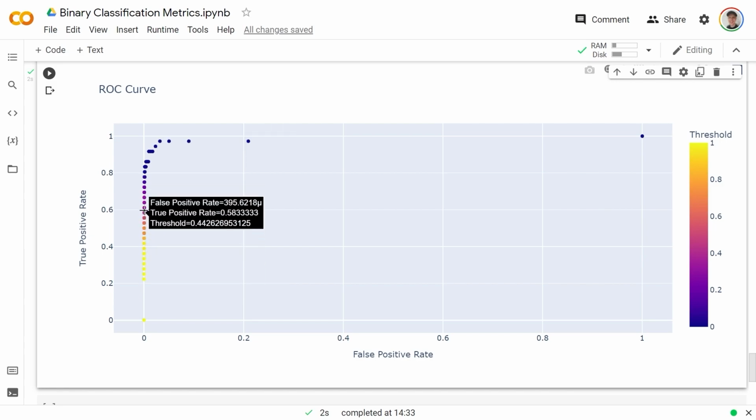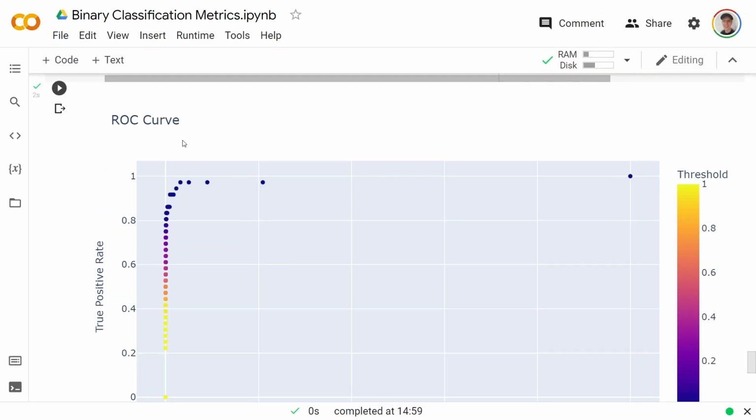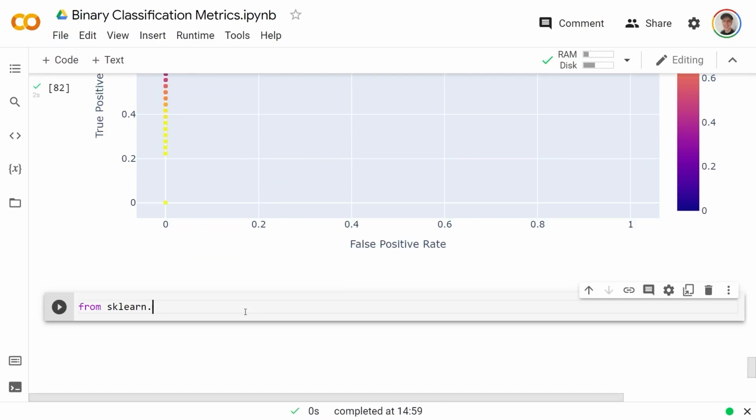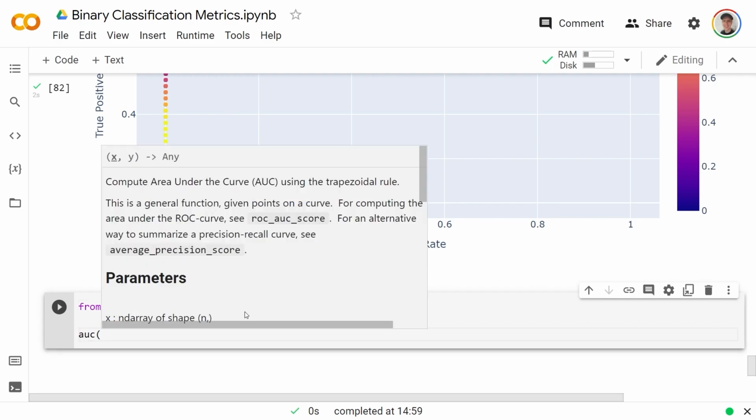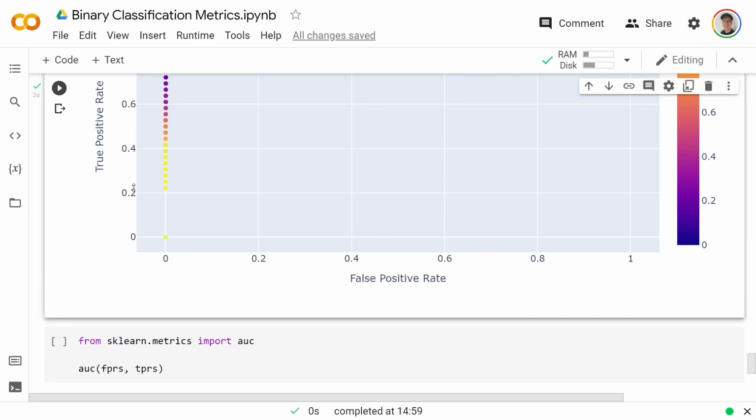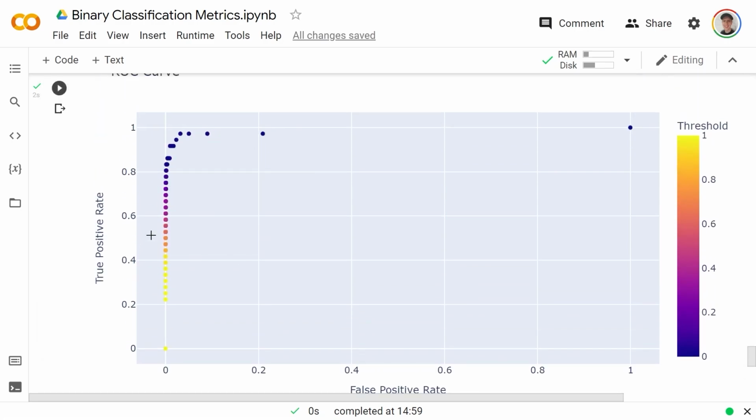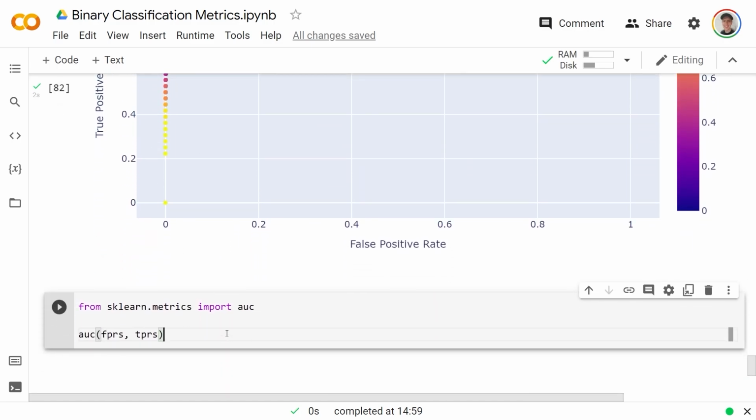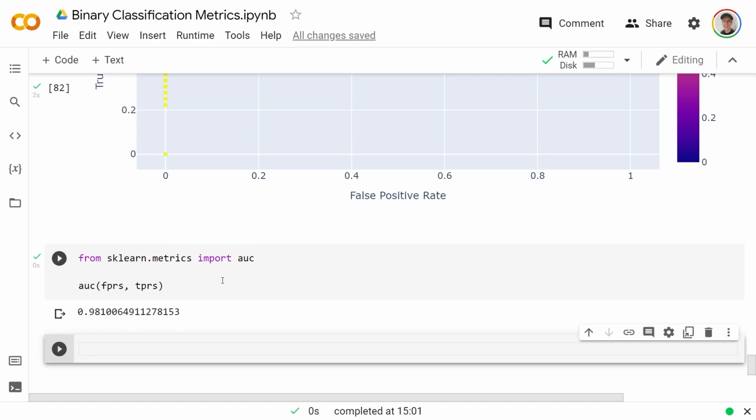This is what shows the metric itself, and the curve is always going to look something like this. Now this graph by itself isn't really a metric. We can turn it into a metric very easily. From sklearn.metrics, we will import auc, and we will do the AUC of the false positive rates and the true positive rates, the x-axis and the y-axis. If we take the area under the curve of this graph, it's going to be between 0 and 1, like all of our other metrics, and we get 0.98.